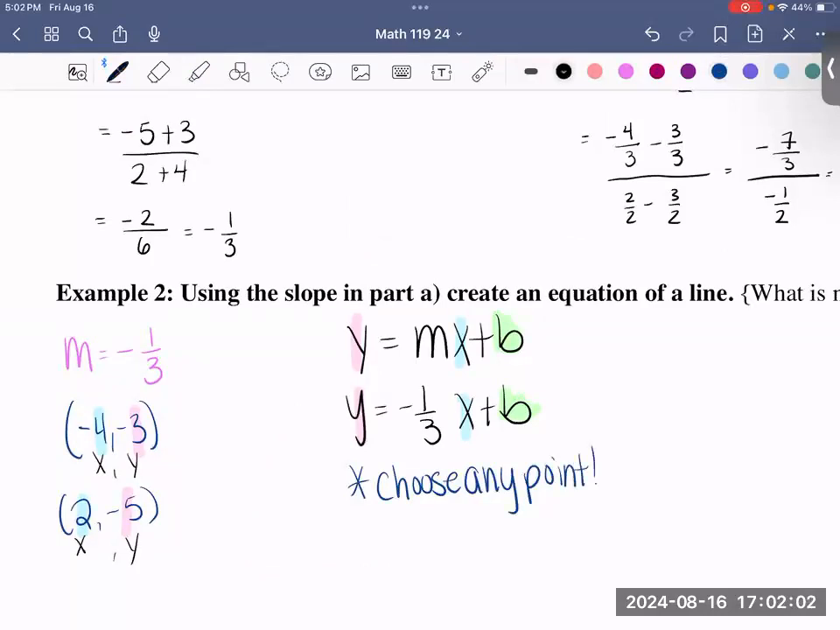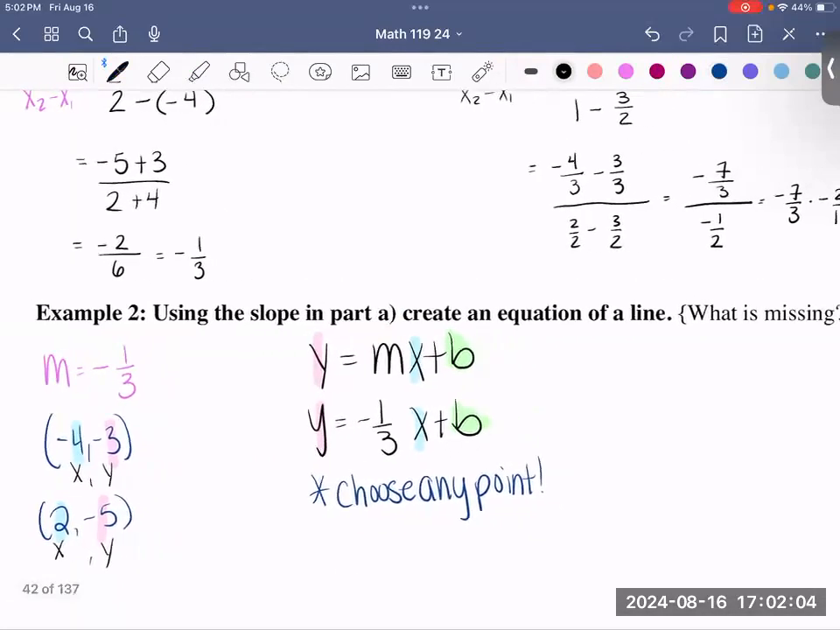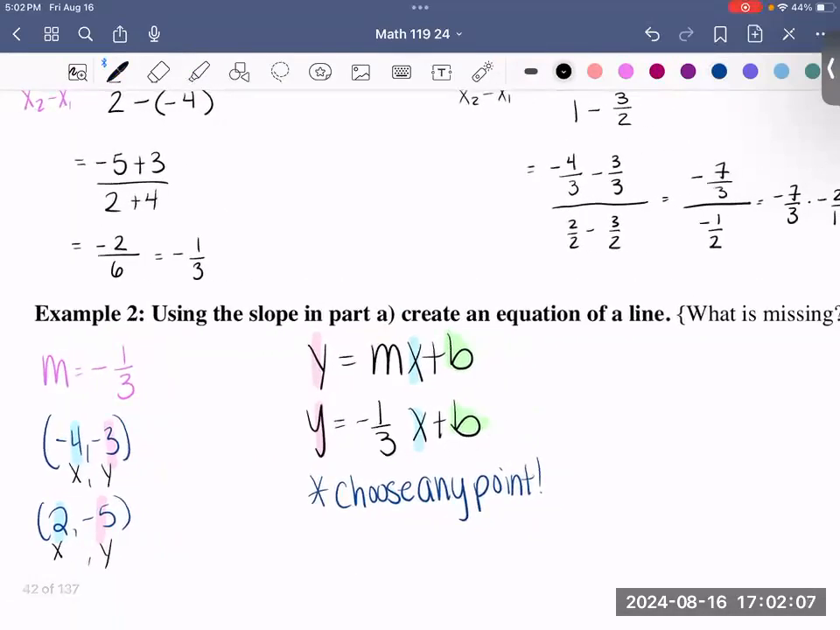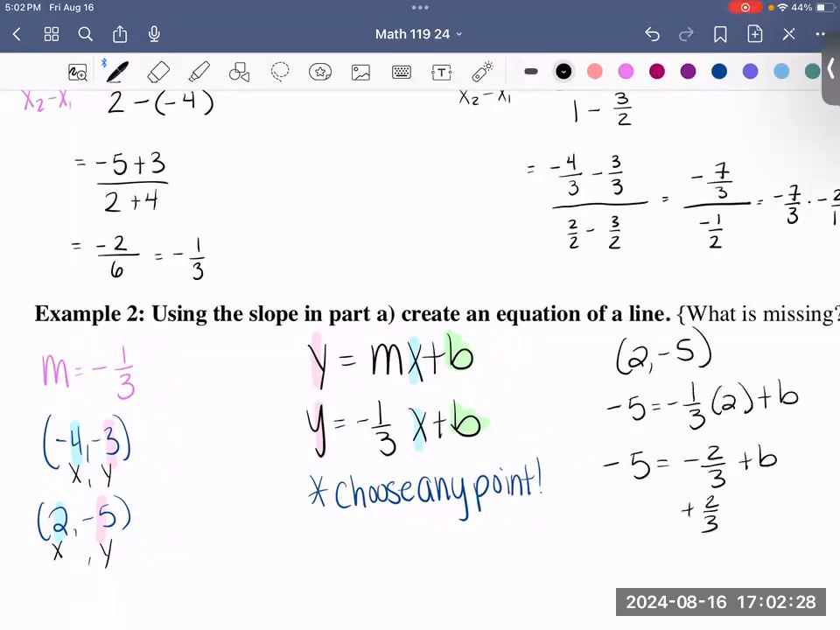Choose any point. I'll choose 2 comma negative 5. So if we have negative 5 equals negative 1/3 times 2 plus b, then negative 5 is equal to negative 2/3 plus b. I can add 2/3 to the other side. So b is equal to 2/3 minus 5/1.